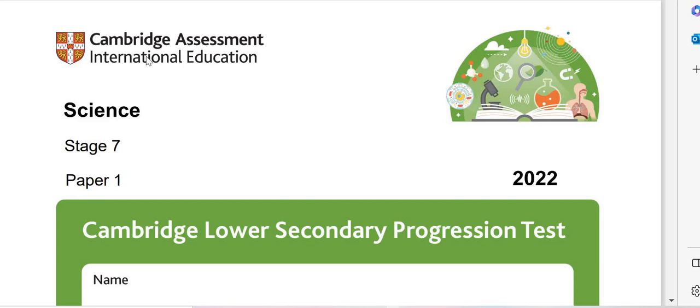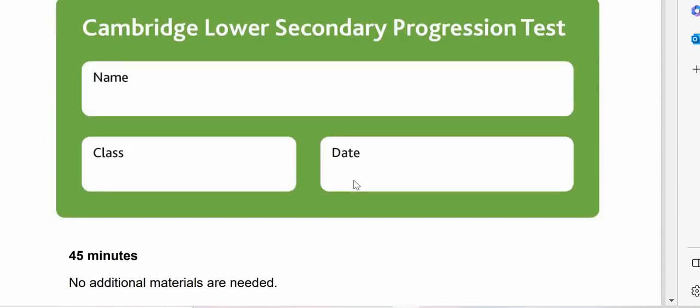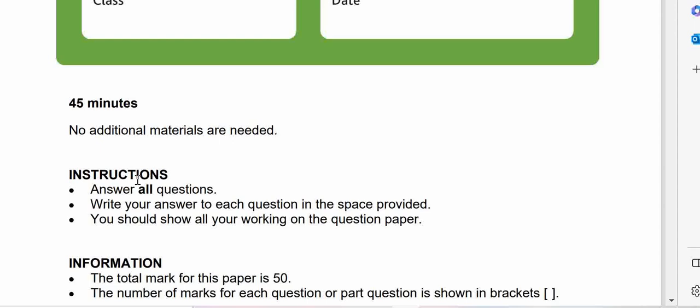Hi guys, today we are going to discuss Science Stage 7, Paper 1 from year 2022. It's Cambridge Assessment International Education for Lower Secondary Progression Test. So total duration for this paper is 45 minutes, so keep in mind.